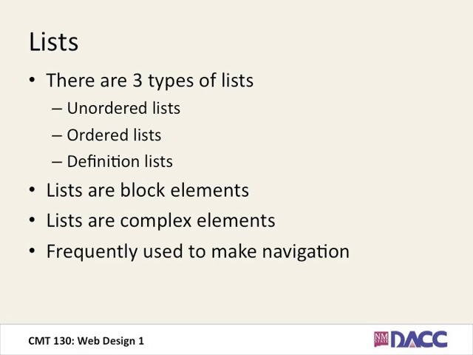There are three kinds of lists: unordered lists, ordered lists, and definition lists. As we already mentioned, lists are block elements, meaning they start on a new line. Lists are complex elements. It takes more than one tag to create a list. Lists are actually used much more often than you may realize. They're frequently used to make navigation and styled with CSS, so it never even looks like a list.